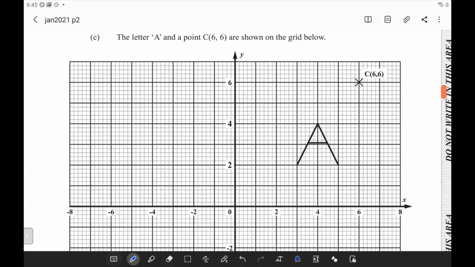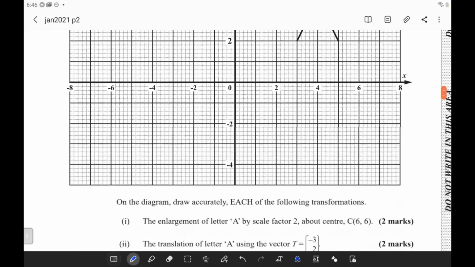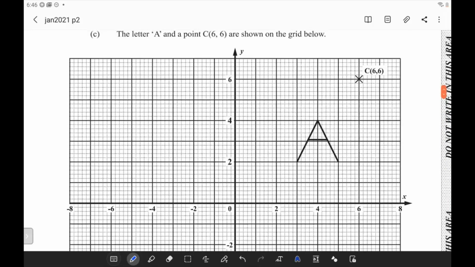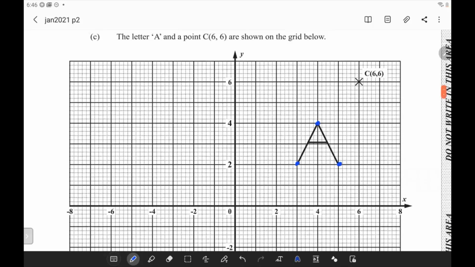Part C tells us that the letter A and the point C, 6 are shown on the grid below, and they want us to enlarge the letter A by a scale factor of 2. How we do that is we find every point that we are interested in. That's these points here. We'll deal with the cross section a little later.